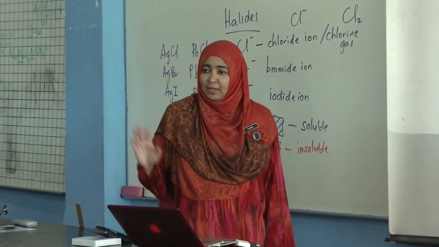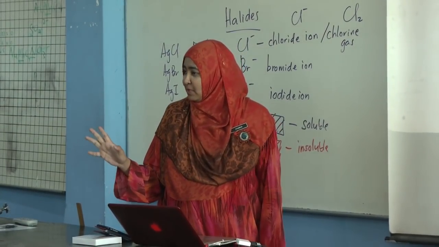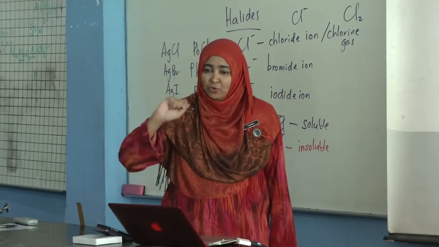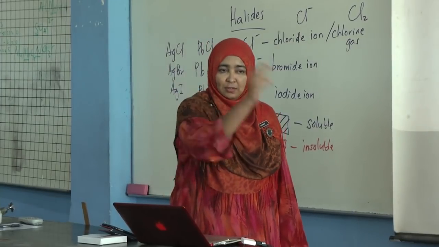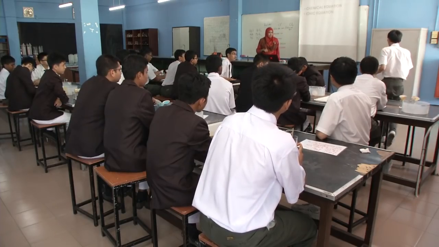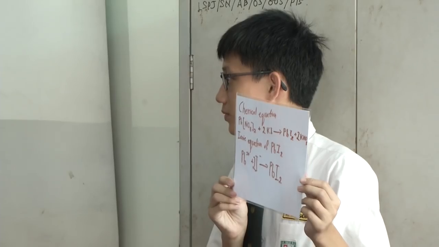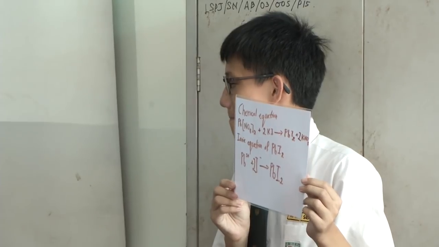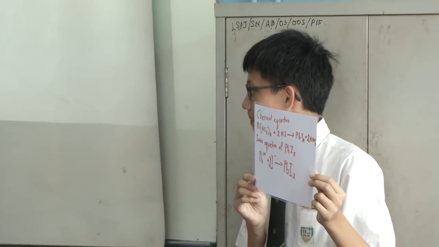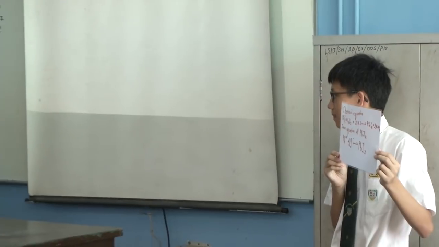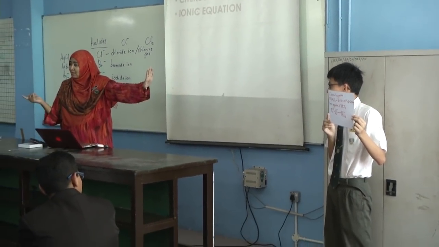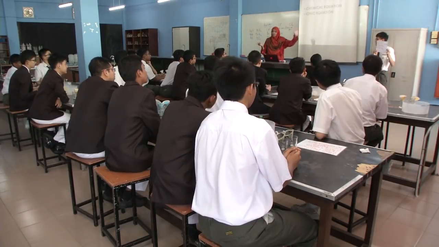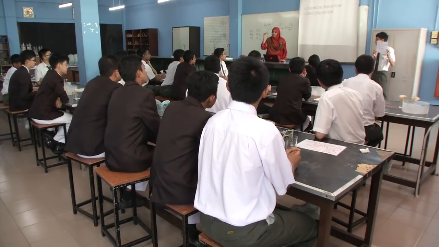Okay, so now I trust that you have completed your experiment? Yes. Okay, so have you written down the chemical equation and ionic equation? Yes. Okay, so now group one, please come forward and present. So he wrote Pb(NO3)2 plus 2KI arrow PbI2 plus 2KNO3. Okay, and his ionic equation is Pb2+ plus 2I- arrow PbI2. So is that correct? Yes. Okay, but there's one slight mistake.